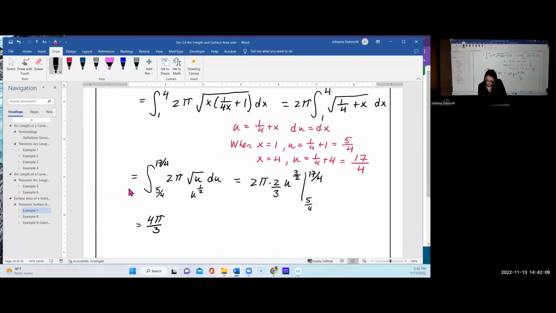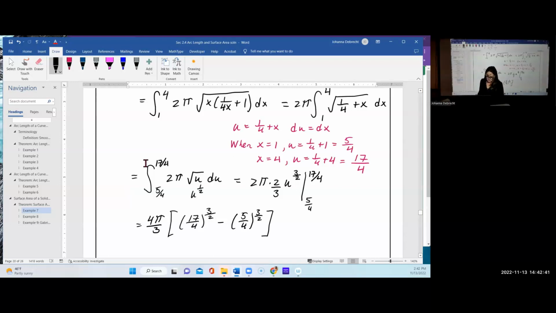And then I basically am going to have 17/4 to the 3/2 power minus 5/4 to the 3/2 power. And again, when you're doing it to the 3/2 power, it basically means you have 3 of these under a square root. So one is going to come out and then the others will be left behind.